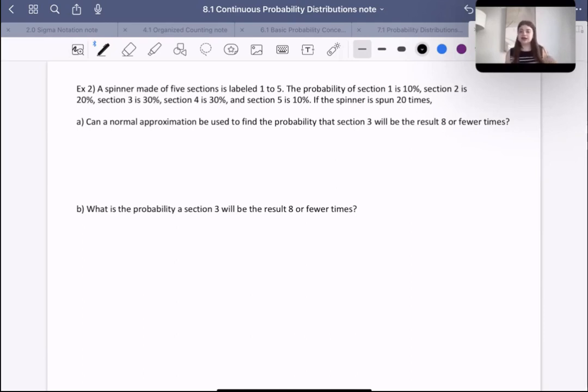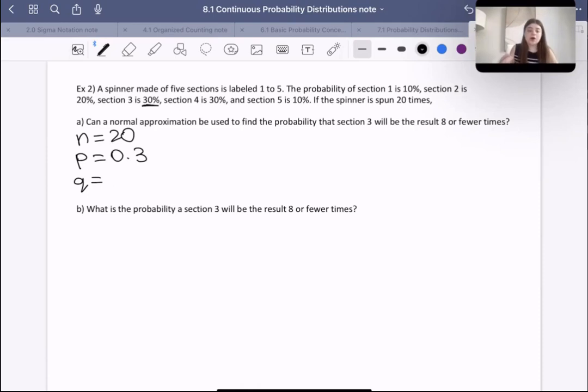So let's ask ourselves that. First, we need to find n, p and q and find out that np and nq are both greater than 5. So let's first find n. It says that the spinner is spun 20 times, so n is 20. p is the probability of 1 success. In this case, we want the probability that section 3 will result 8 or fewer times, so we're going to define spinning section 3 as a success. Spinning section 3 happens 30% of the time, so the probability is 0.3.